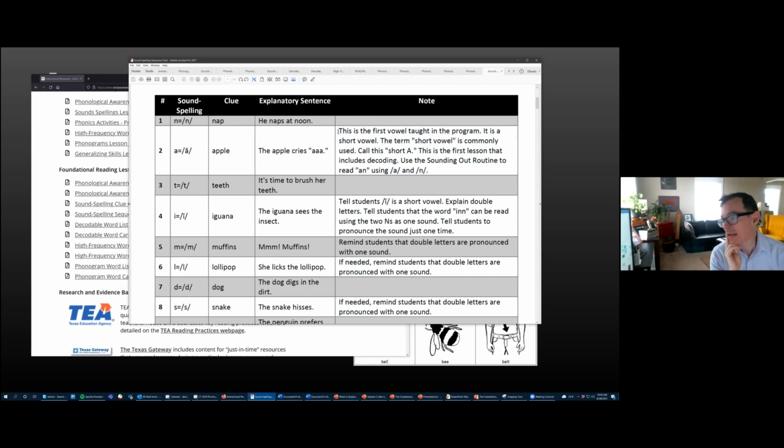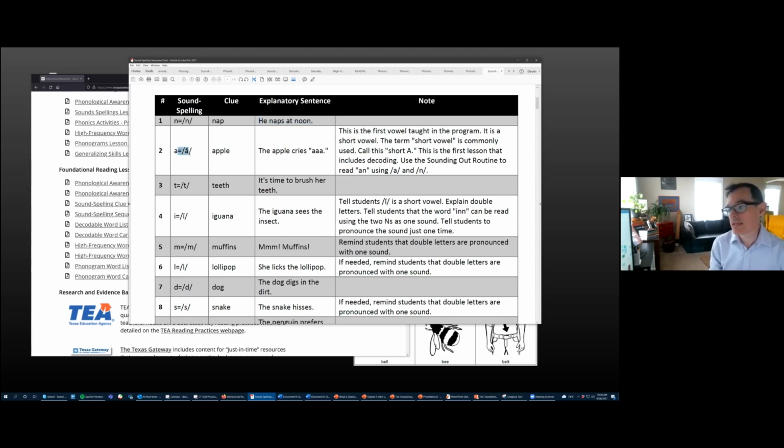So for the first one, n equals n, the clue is a nap. I'll show you the picture of that a little bit later. And there's a sentence that you use to introduce it to students that's mentioned in the lesson guide for sound spelling introduction. And then a note has to do with whether there is anything extra that you need to share with students or to think about.